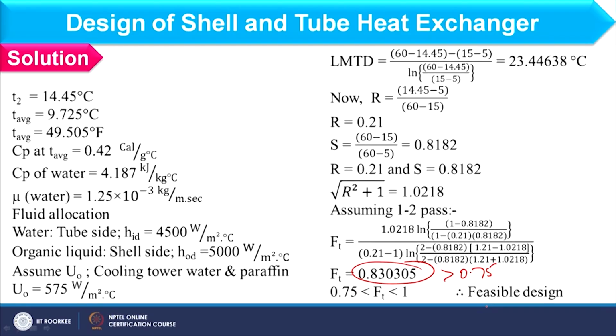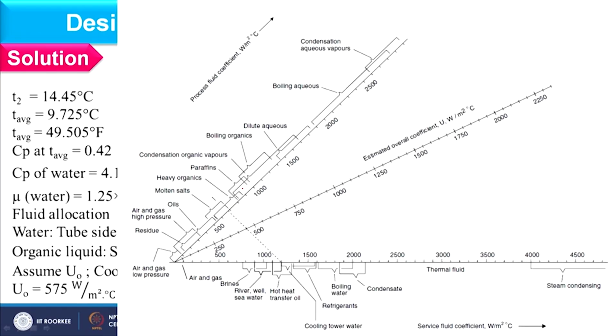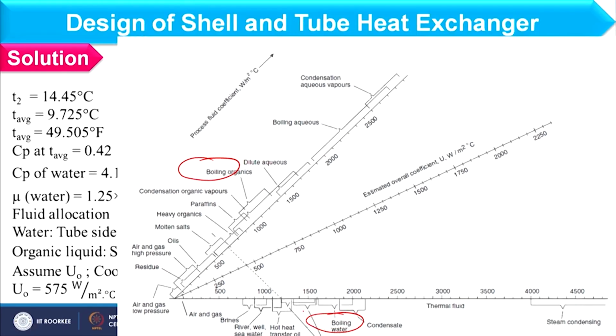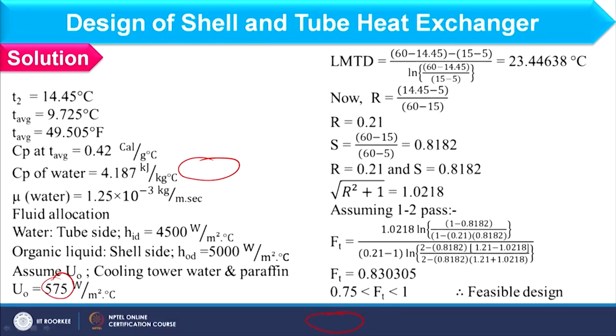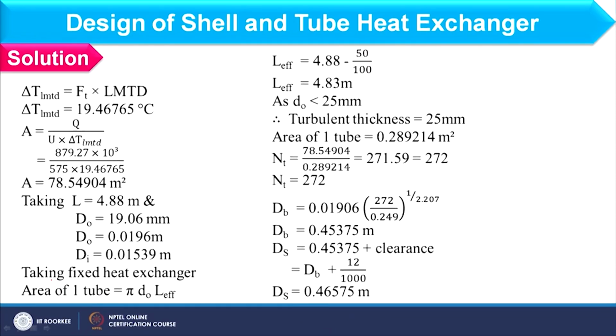And next we have to find out the overall heat transfer coefficient assumed value from this graph. So, again you can consider the fluids like this, and you can find out the assumed value of U naught, and it will come as 575, as we have seen in the case of benzene and water. So, you have LMTD value, FT correction factor, and overall heat transfer coefficient. So, now you can find the heat transfer area as 78.549 meter square.